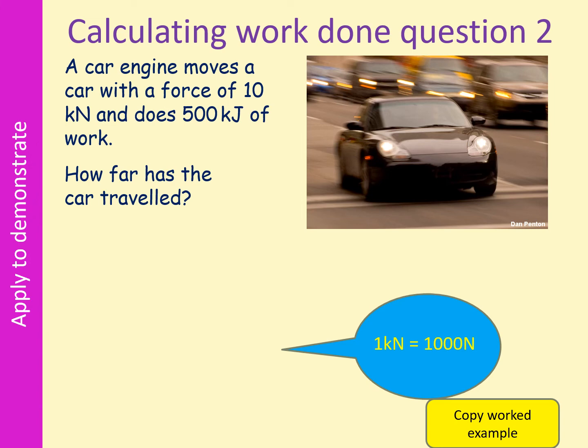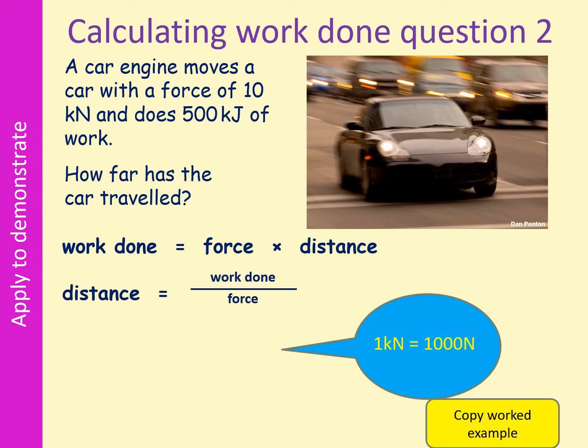In this case, we need our formula, work done equals force times distance, but we need to rearrange it because this time we're trying to find the distance. So the distance is equal to the work done divided by the force. Now we can put our figures in. 500,000 joules divided by 10,000 newtons gives us an answer of 50 meters.